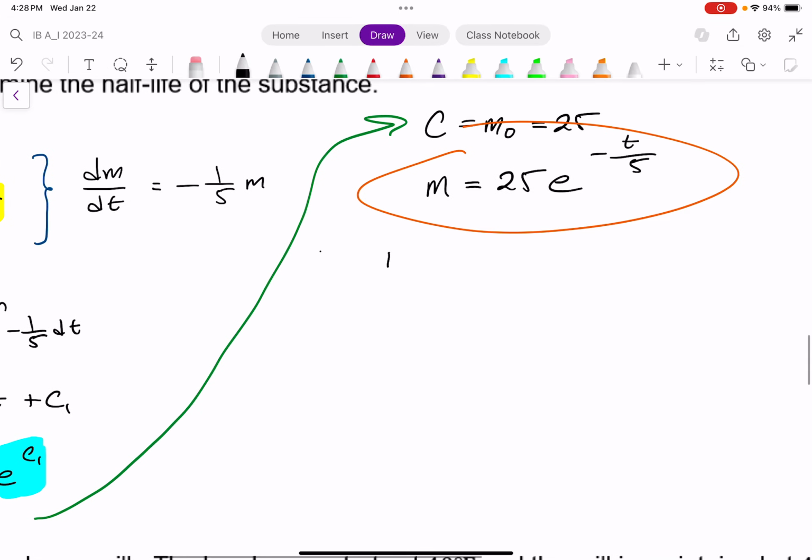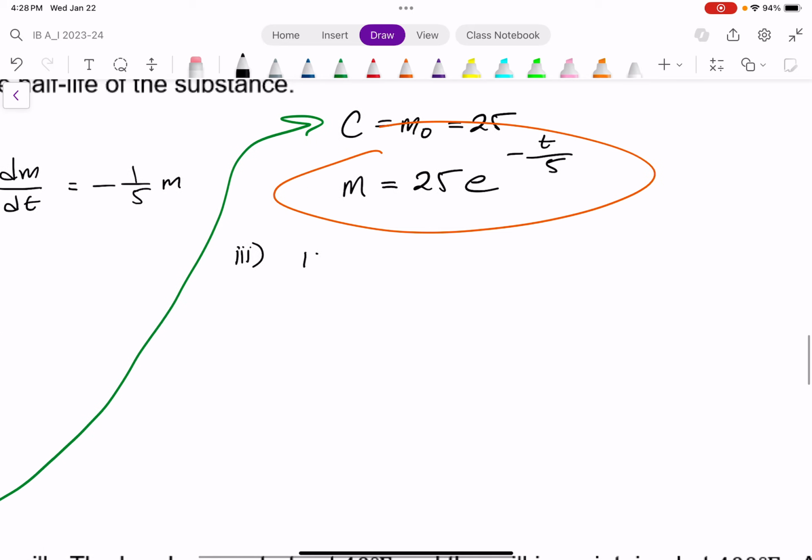So let's move on to part 3. Let's solve for 12.5 equals 25. That's a messy 5. 12.5 equals 25 times e to the power of negative t over 5.